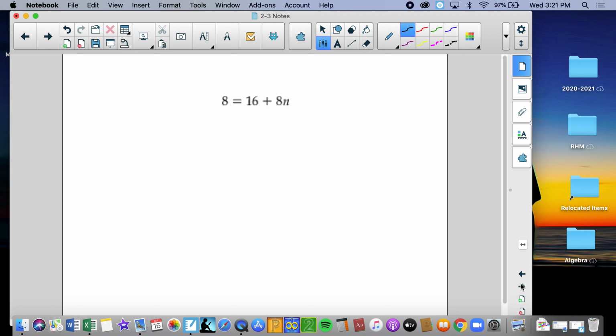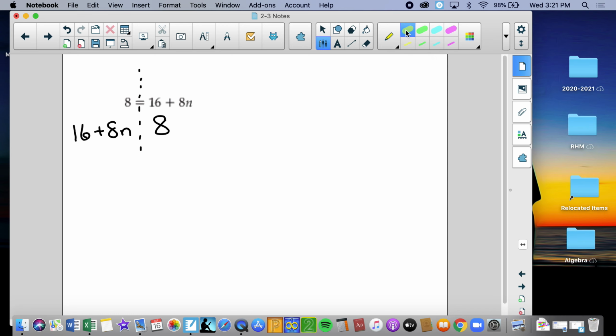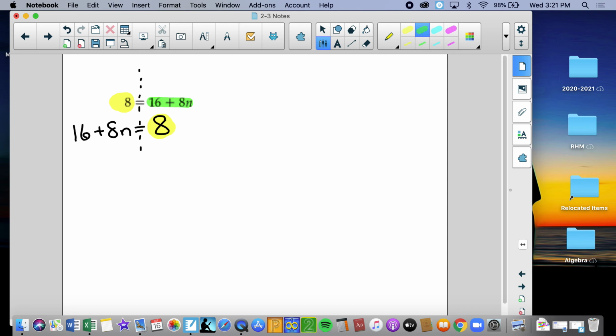Let's try another one. What if we have the variable on the right side? So my advice again is that you keep this equal sign. I can flip it. I can write 16 plus 8n equals 8. I'm okay with that, right? So all I did was move the left side to the right side, and then I took the right side and I moved that to the left side.